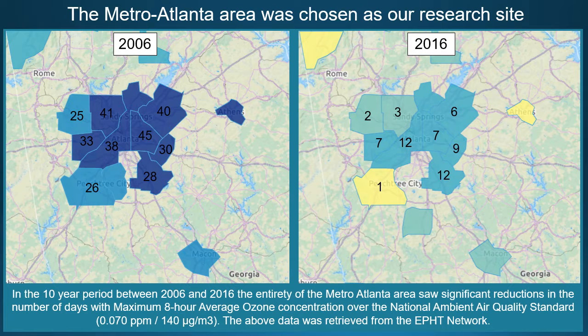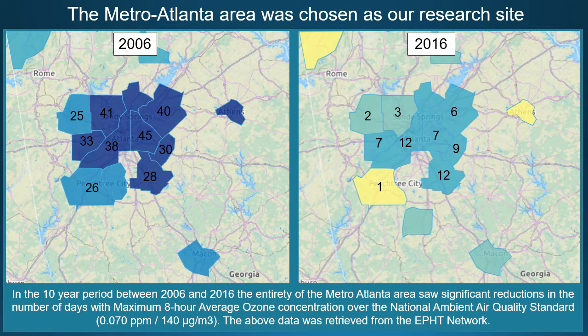We can see here that in the 10-year period between 2006 and 2016, the entirety of the metro Atlanta area saw significant reductions in the number of days with maximum 8-hour average ozone concentration over the National Ambient Air Quality Standard. Emissions testing became standard in Georgia in 1996, 10 years before the first map.